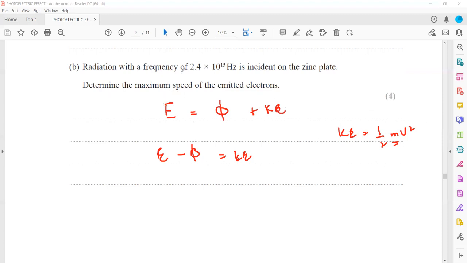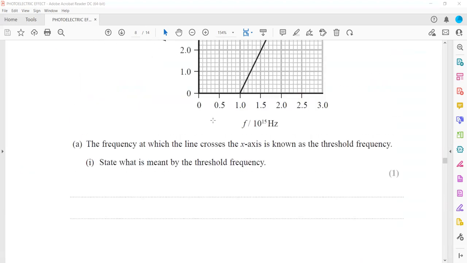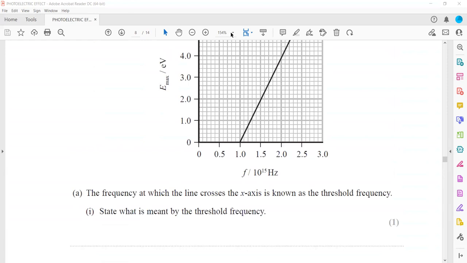But how do we get the energy of the incident photon? The radiation frequency is given as 2.4 × 10^15, so we can use E = hf. We multiply the frequency and h to get E. But how do we get phi? Phi is also equal to hf₀, where f₀ is the threshold frequency. The threshold frequency is the minimum possible frequency at which the photoelectric effect will occur.